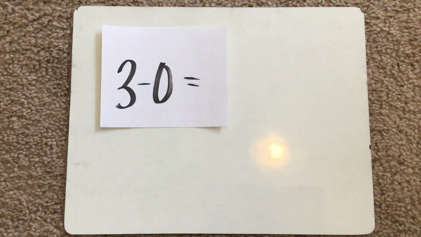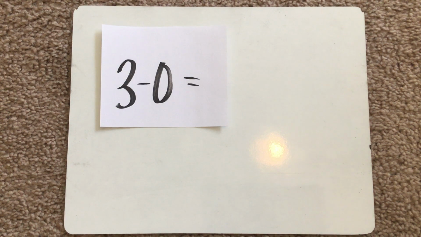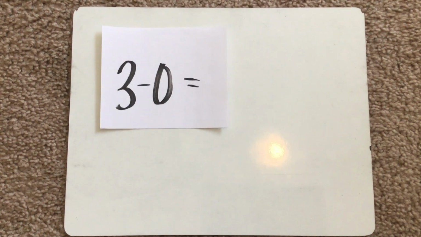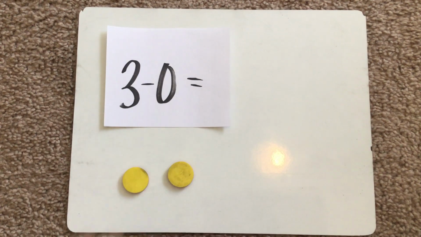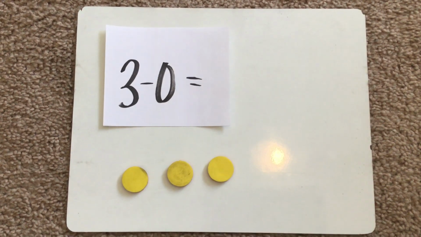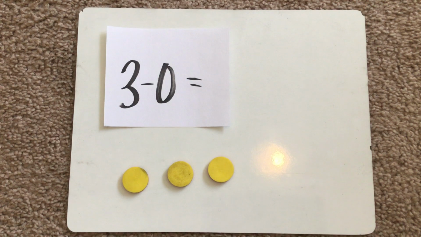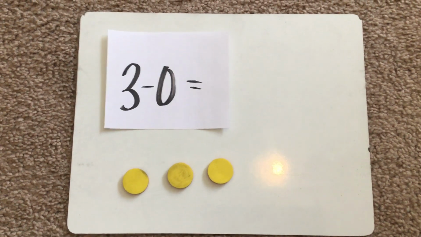Take a look at this one. Read it to me. 3 minus 0 equals... So to do this one, how many chips am I going to start with? How many objects will I start out with? 3. 1, 2, 3. 3 minus 0. So 3 take away 0.